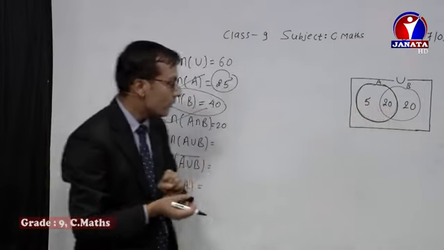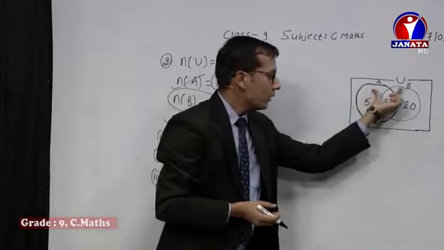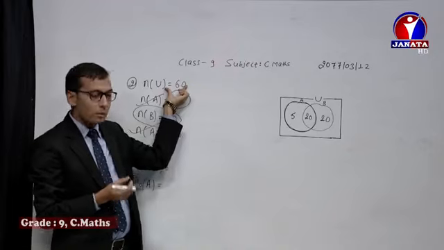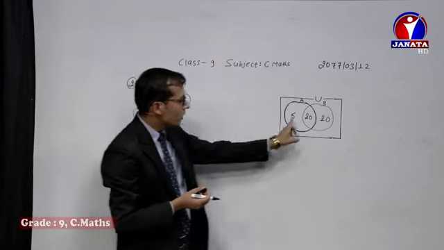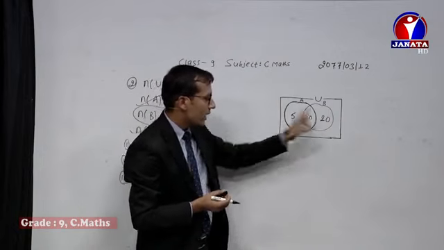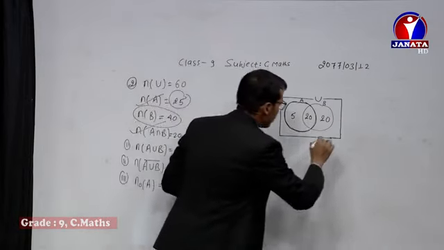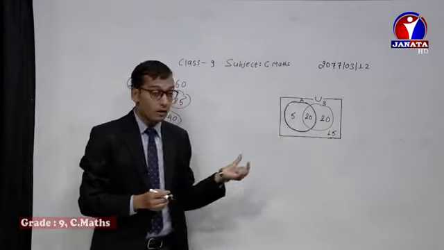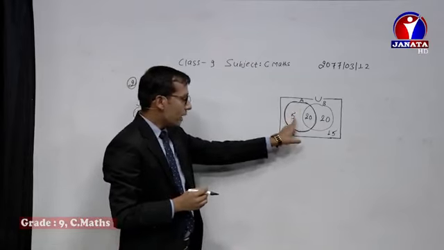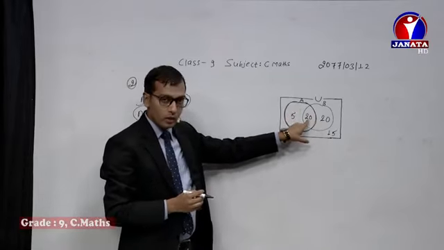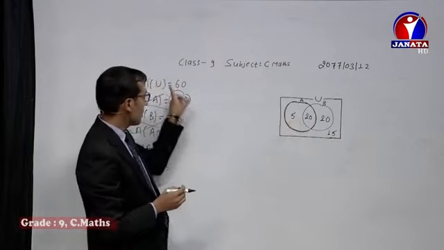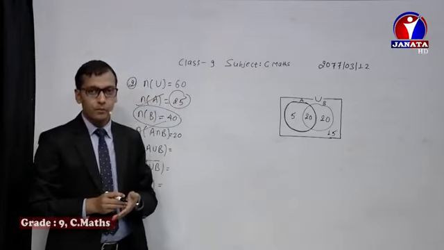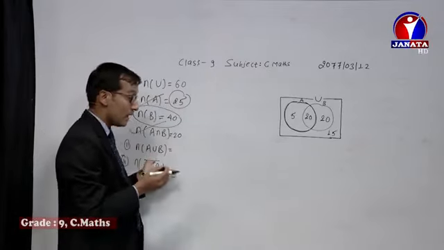So if we deduct 45, n of A union B, from n of U, we can obtain the value of complement. So 60 minus 5 minus 20 minus 20 is 15. Let me repeat it again. What is the sum of 5, 20 and 20? 20 plus 20 is 40, plus 5 is 45. So 60 minus 45 is 15. So this is one of the ways, the Venn diagram method.